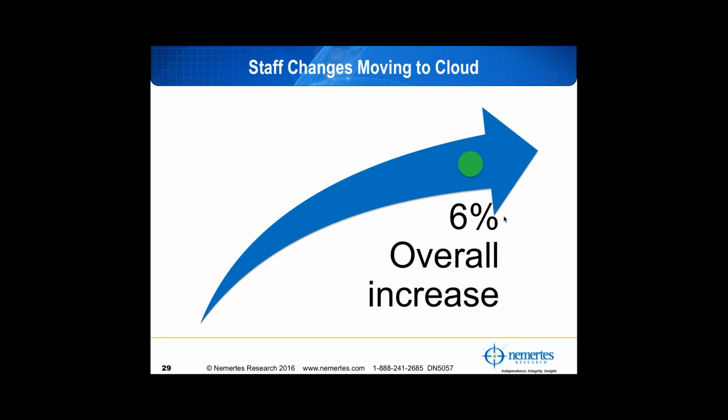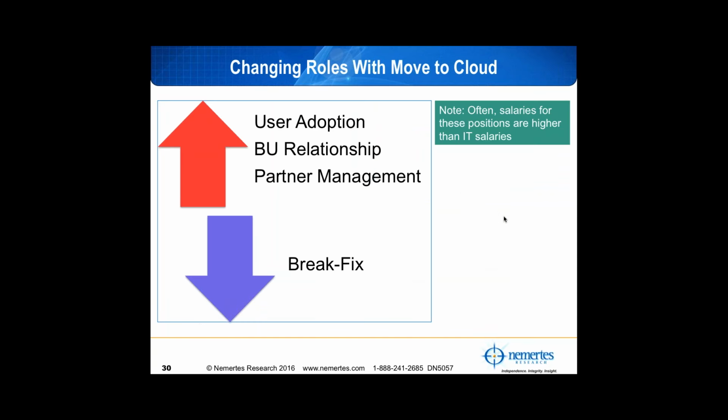So when we look at staff changes, there's a 6% overall increase as you move to the cloud. And why is that? What's happening there? Well, break fix, so those people who originally were dealing with day-to-day, break fix, technology-related things, that's going down. Understandably, right? You're moving that to a third party. That should continue to go down over time. Initially, you'll probably have more people focusing on that as the relationship gets established. Where we see companies spending more resources is in user adoption, business unit relationship, and partner management.